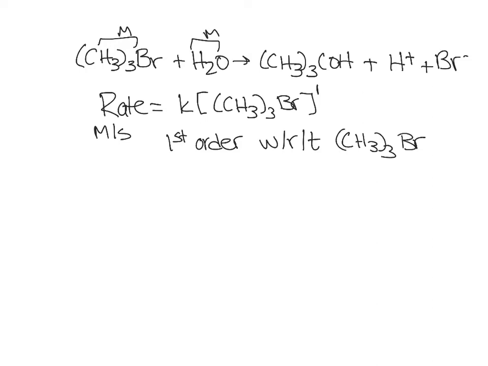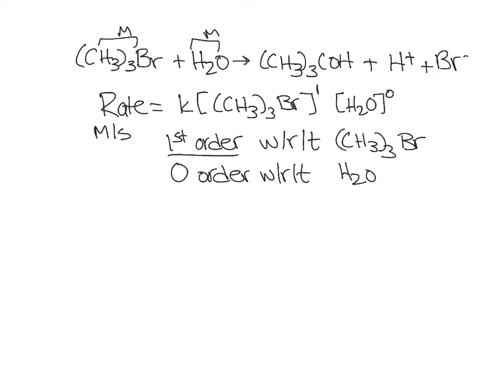The water doesn't show up, so that really means that over here, the exponent on the water is 0. Why? Because anything to the 0th power is 1. So this reaction is 0 order with respect to water. I could change the water concentration all day and I won't change the rate. However, because bromomethane has something that isn't 0 for an exponent, changing the concentration changes the rate.